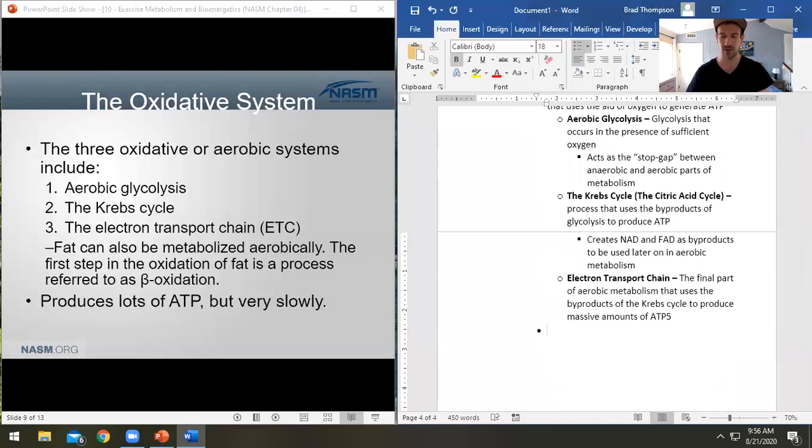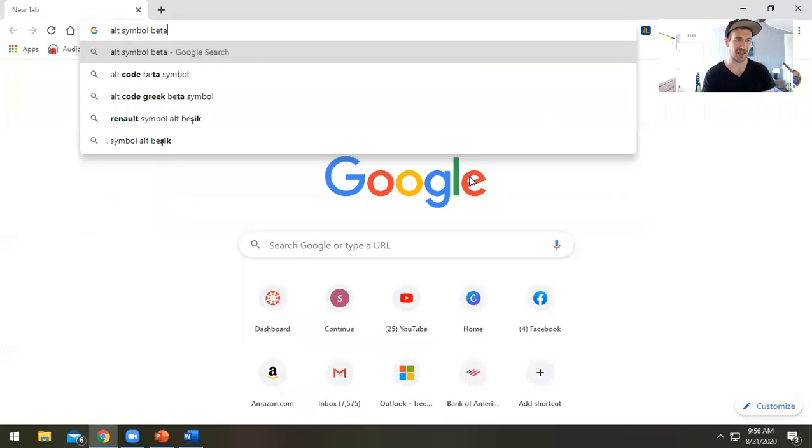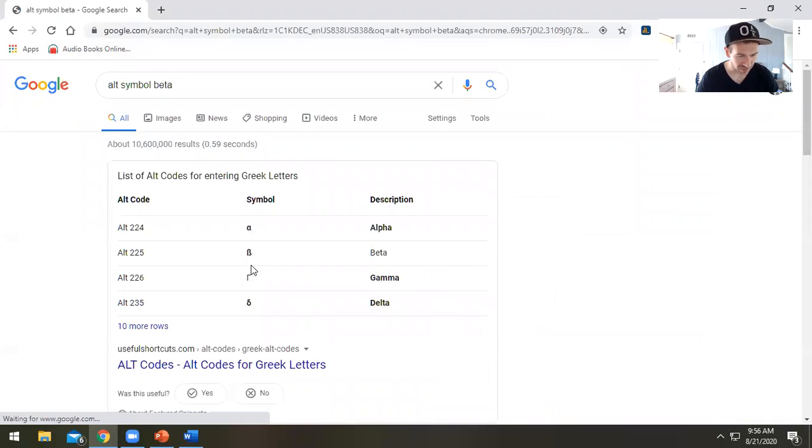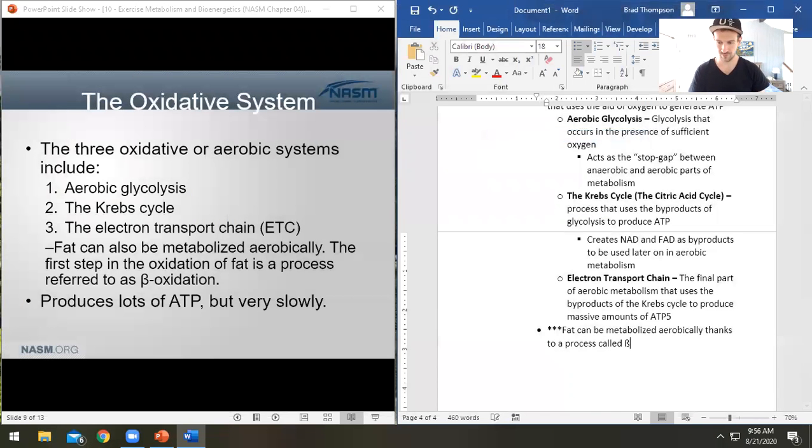So I'm going to put this on this line. Fat can be metabolized aerobically thanks to a process called, and this is always weird because I have to draw a beta symbol and I can't remember, hold on a second. Alt symbol beta. How did I get the beta symbol? Alt 225. Beta oxidation.